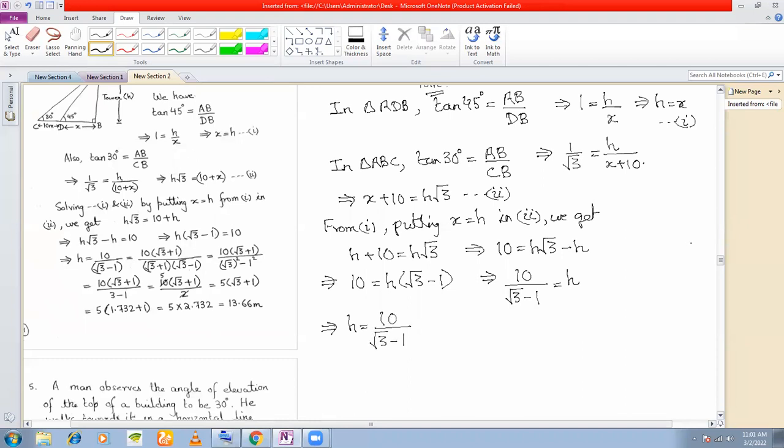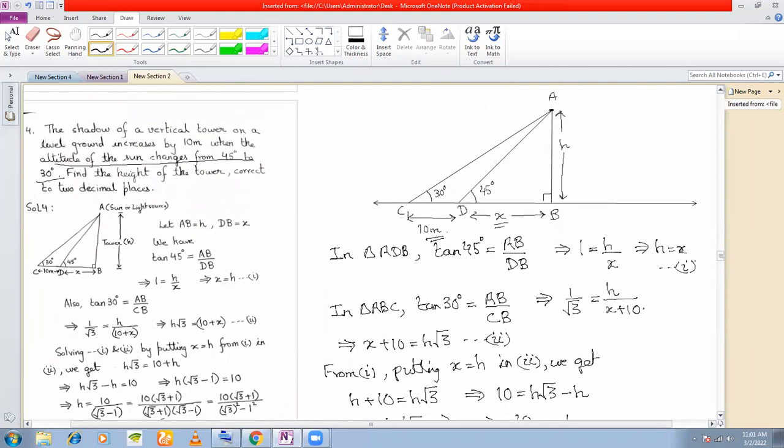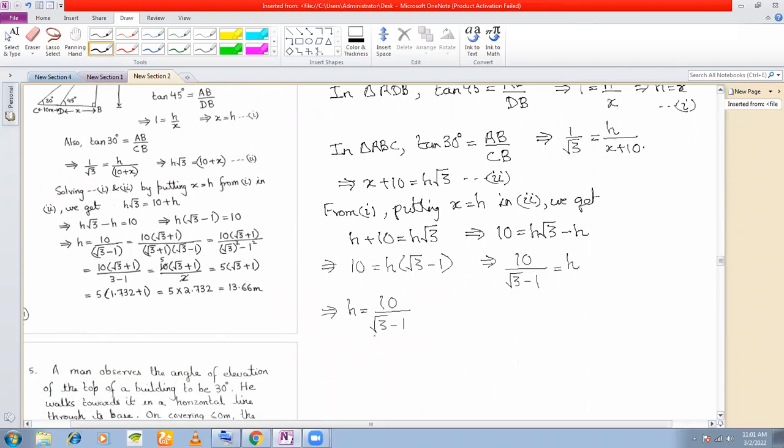But they have asked you to find the height of the tower correct to 2 decimal places. That means, if you see, the denominator here is irrational. So we need to rationalize the denominator because we want to find the exact value in decimals. So we will multiply the numerator and denominator by the rationalizing factor. That is, we are going to rationalize the denominator of this fraction.